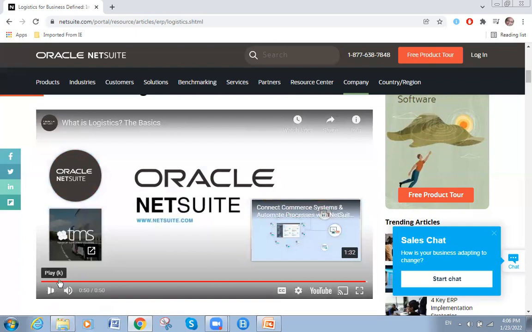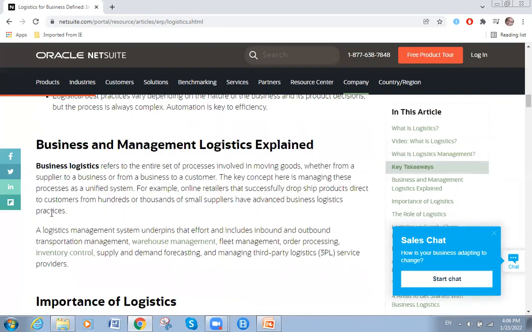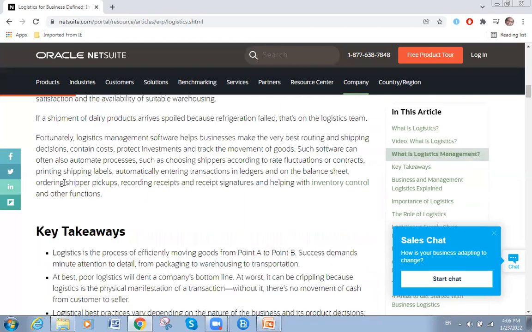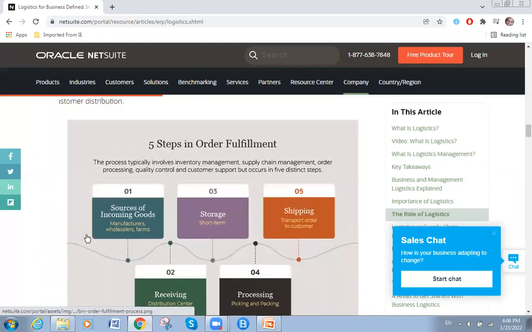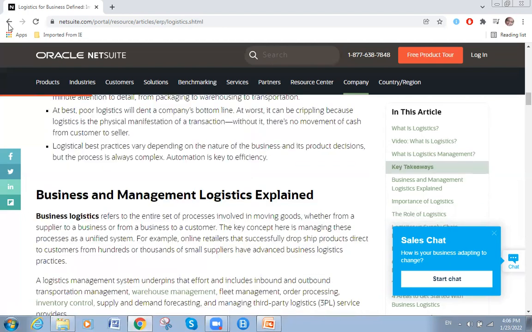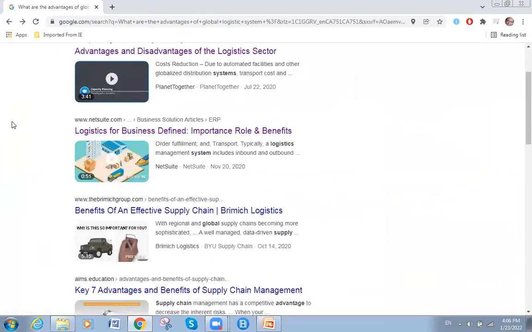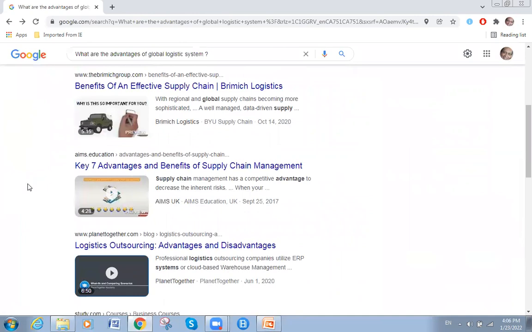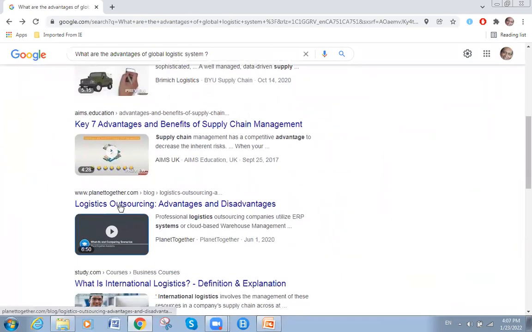So this is in short about the advantages or the roles of logistics. What does logistics do for any system? Like we said before, transportation and warehousing. When we talk about the logistics system, we usually talk about two points: the warehousing and the transportation.